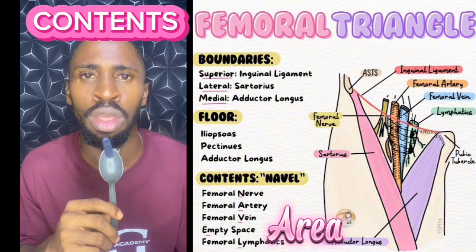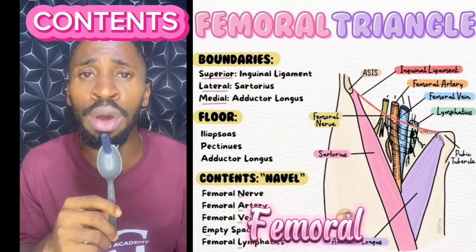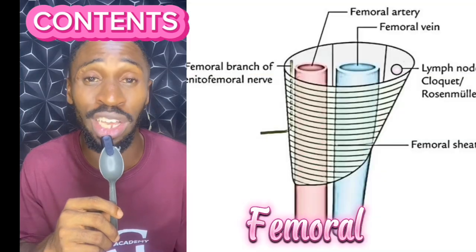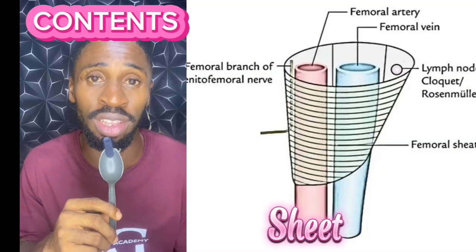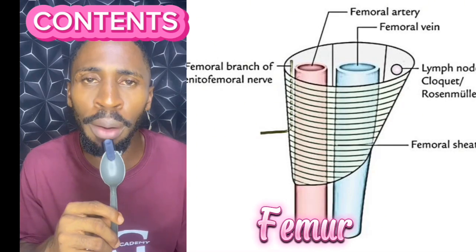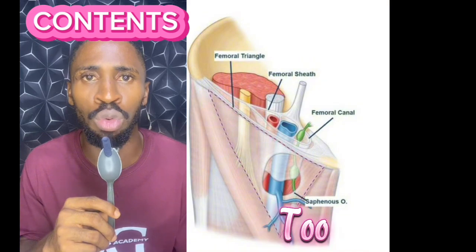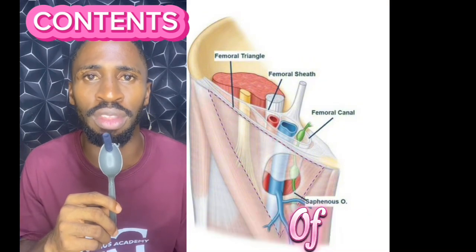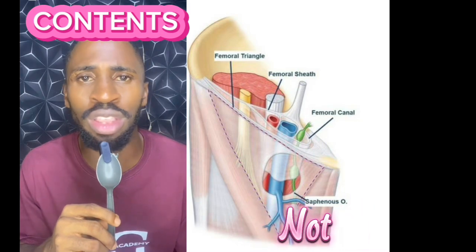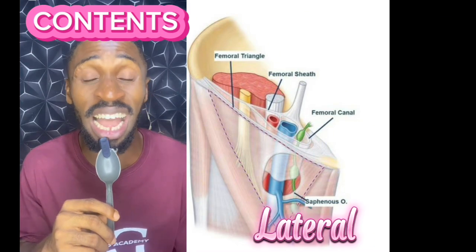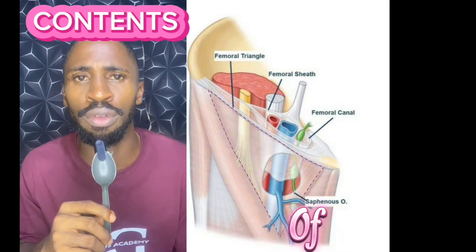Now, one thing you have to know for the purpose of your exam is that the femoral artery and femoral vein are inside the femoral sheath. You get it now? The femoral artery and the femoral vein are inside the femoral sheath, and the femoral branch of the genitofemoral nerve pierces through the femoral sheath too, and innervates the anterior compartment of the thigh. So just don't forget it. The femoral nerve is not in the femoral sheath, and it is lateral to the femoral sheath, so don't forget it.